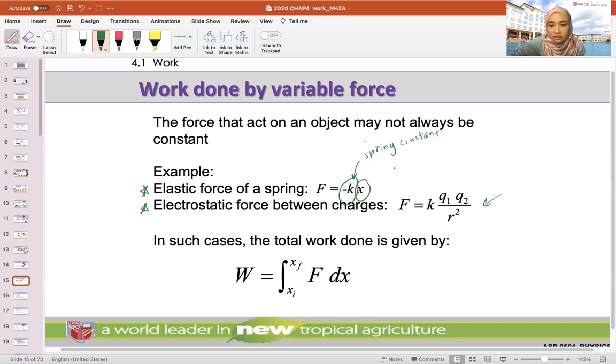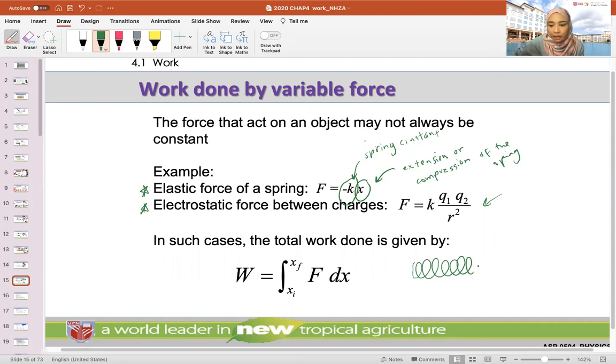And X is the extension or compression of the spring. We will look at that later. So typically we assume X is displacement. This is also displacement, but we measure this displacement with respect to the original position.